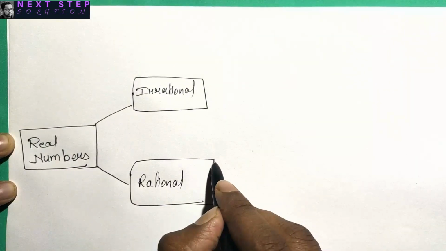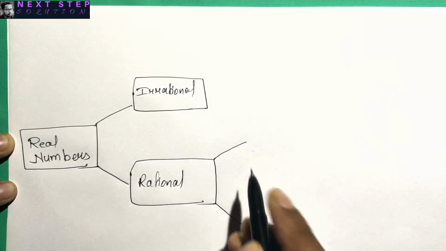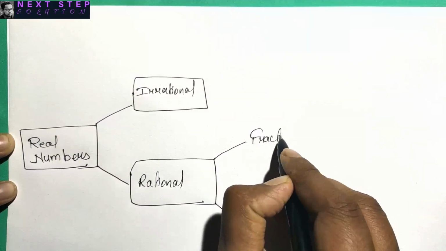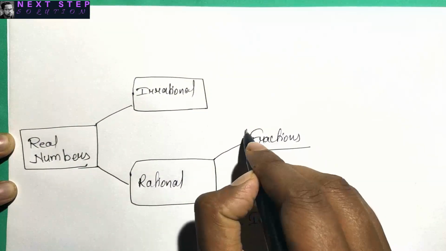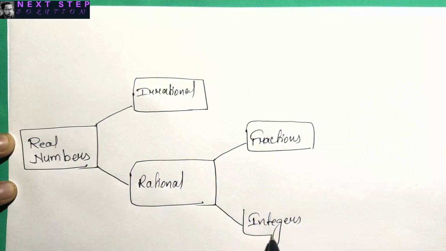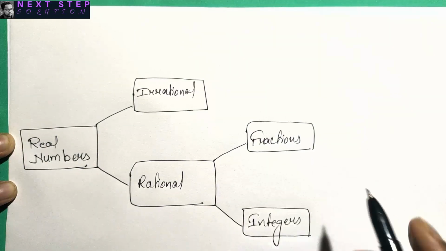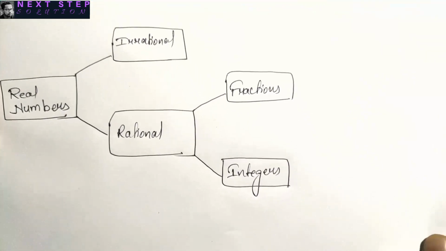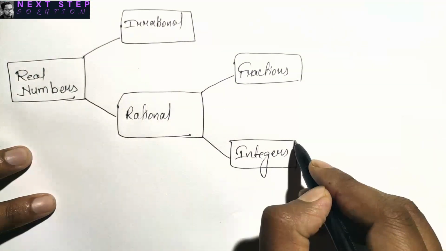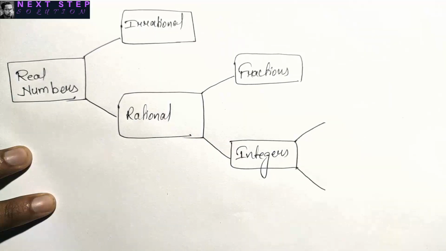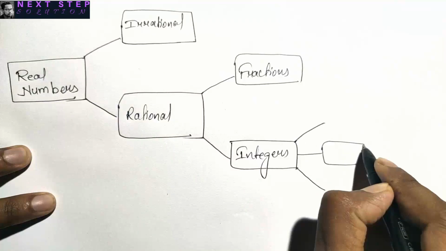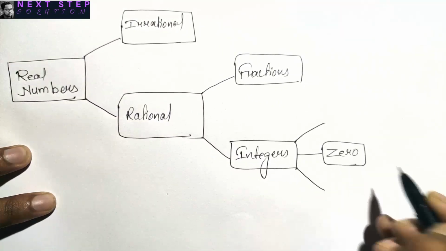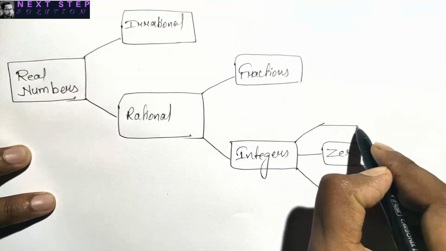Then again, rational numbers can be divided into two parts, fractions and integers. Nothing more with fraction, but again integers can be divided into two parts, positive and negative. Now 0 is also there, which does not come under any category. 0 is neither positive nor negative.